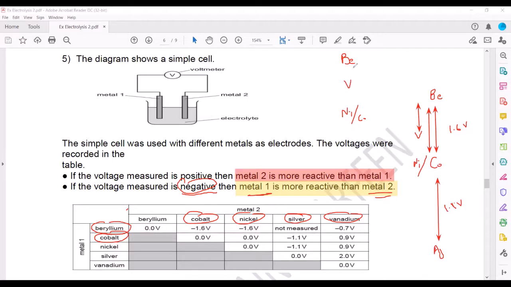So what is the reactivity series? According to the metals which are given, it will be beryllium, vanadium, nickel, cobalt, and silver. So this was not the question. Now we'll move on to the question.